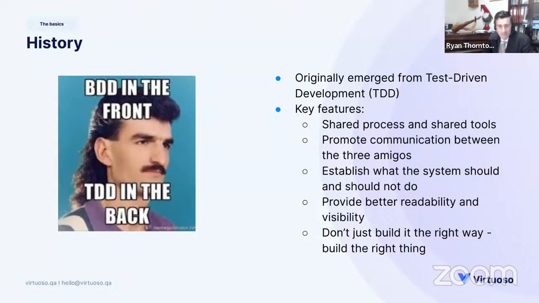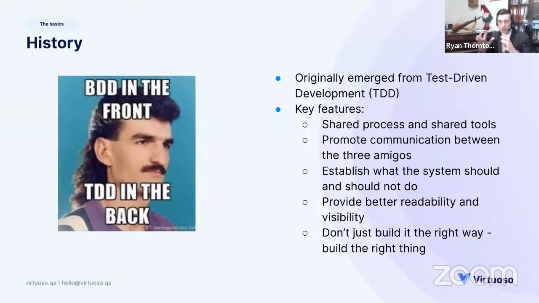And then we want to promote communication between the three amigos. The three amigos being product or business interest, development, and testing. And it's about establishing what the system should and should not do. And you know, how does the system behave? Let's understand how it should behave and test to see that it does behave like that.